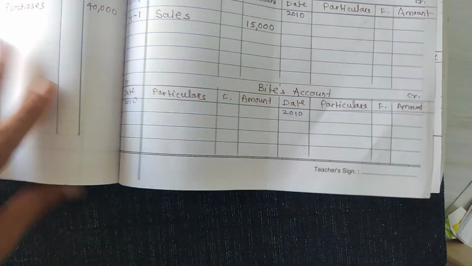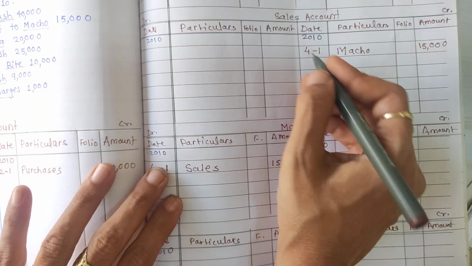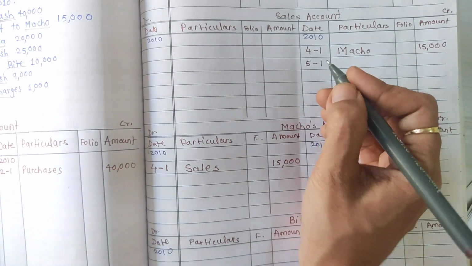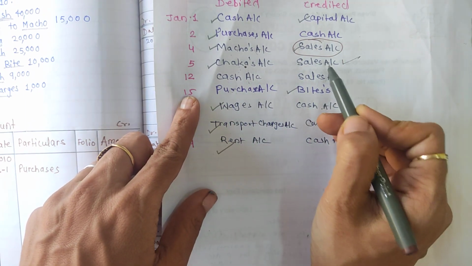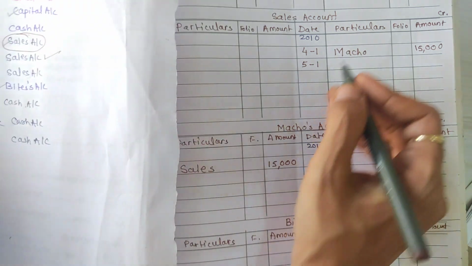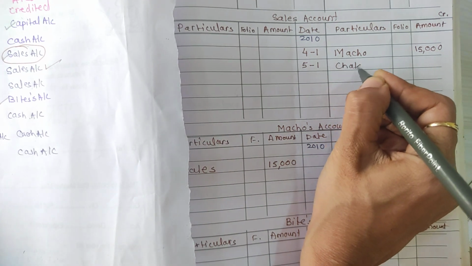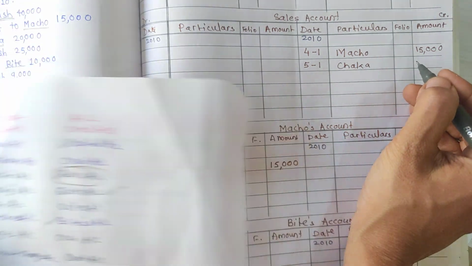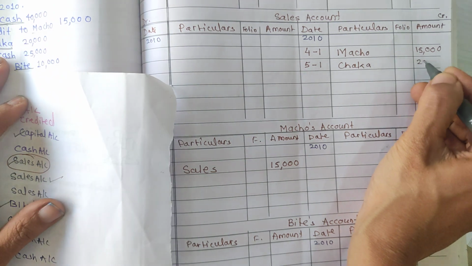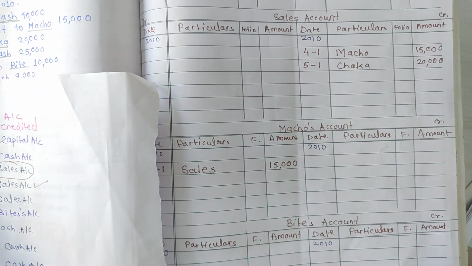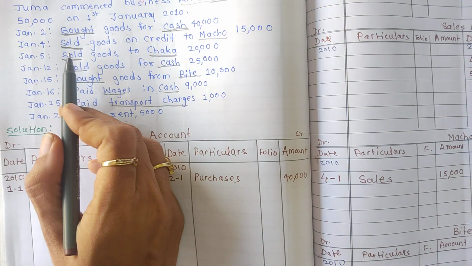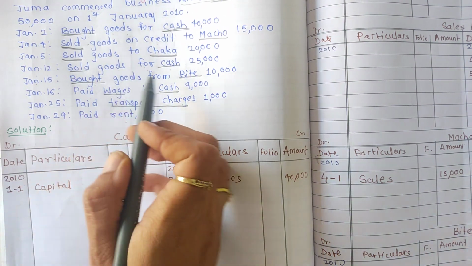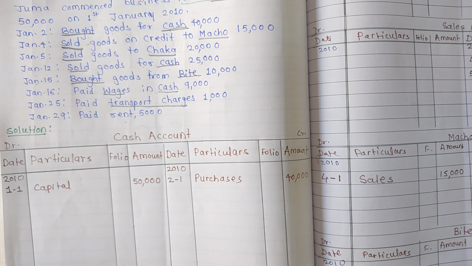Second effect will be in the sales account. So sales account, write down on the credit side. See, Chaka's account is debited and sales account is credited. So in the sales account, write down on the credit side Chaka and amount is 20,000. Now next one, on January 12th, after 5th January, 12th January, sold goods for cash 25,000.